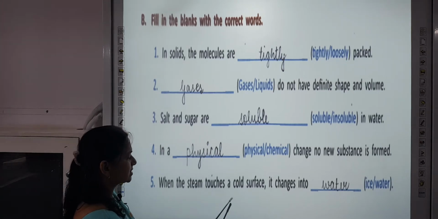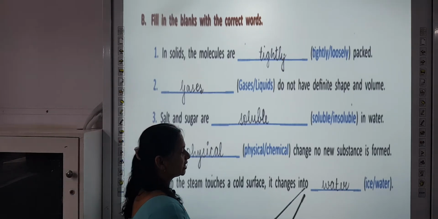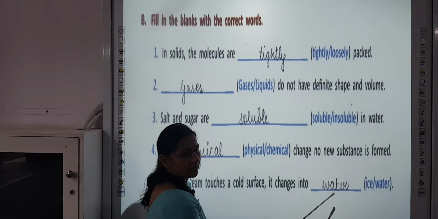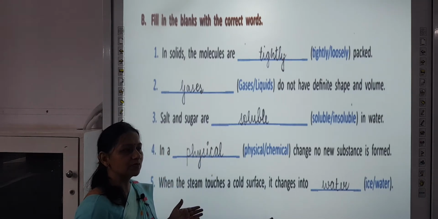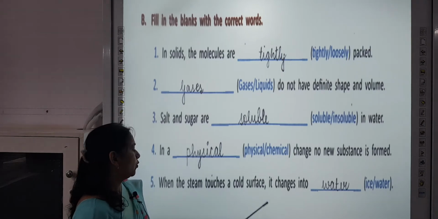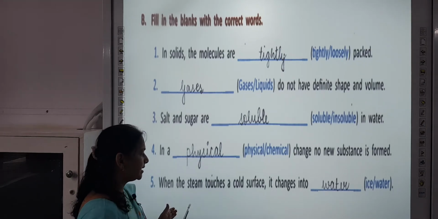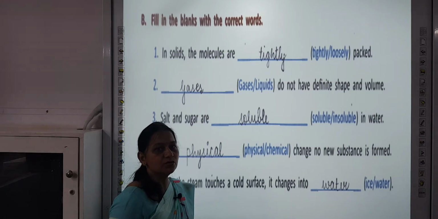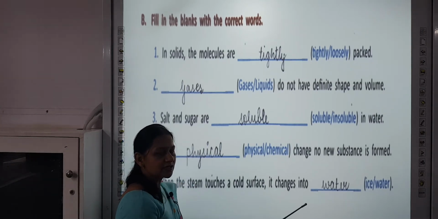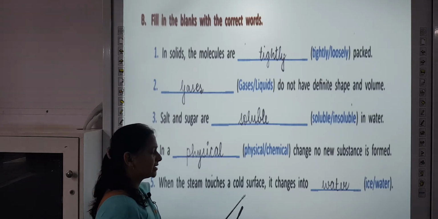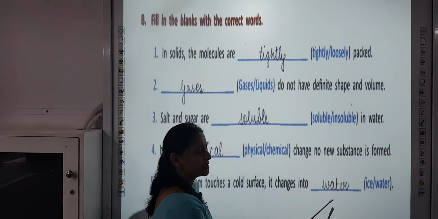When the steam touches a cold surface, it changes into water. This is due to condensation. We have done in our previous video what is condensation. When the gaseous state, that is steam, changes into water on cooling, this is called condensation, and steam, when it touches the cold surface, changes into water.